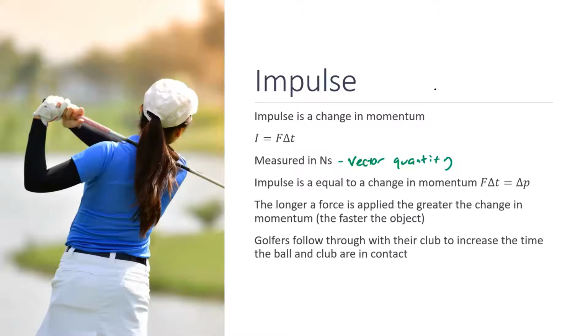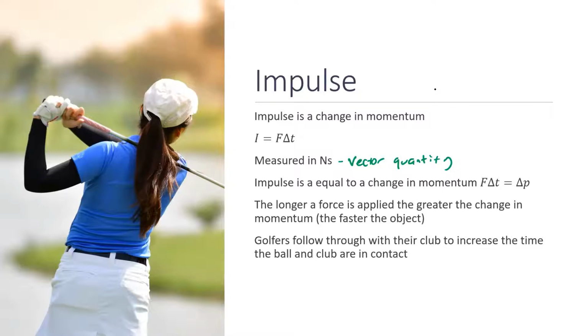An example that I'm going to give you guys is something called follow through. This applies to golf. It applies to tennis. It applies to baseball. It applies to cricket. It even applies to a degree to soccer as well. What happens is that you follow through with your club to increase the time your ball and the club are in contact. Even once you've hit the ball, you don't stop the club once you've hit the ball. You keep moving through your swing.